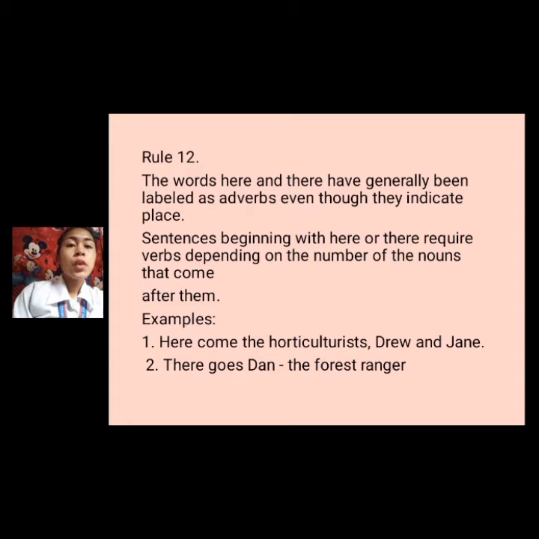Rule number 12. The words here and there have generally been labeled as adverbs even though they indicate place. Sentences beginning with here or there require verbs depending on the number of the nouns that come after them. Examples: Here come the horticulturist Joe and Jane. Second example: There goes Dan, the forest ranger.